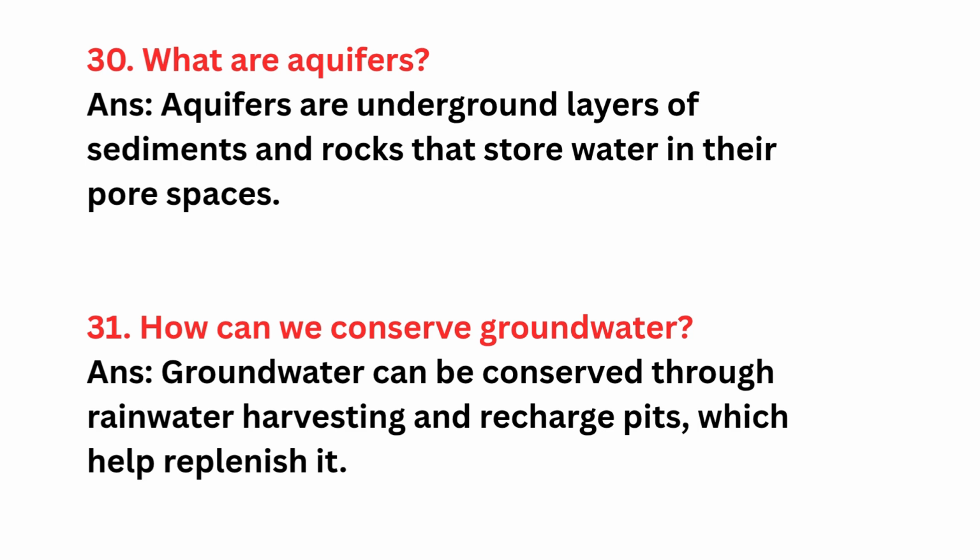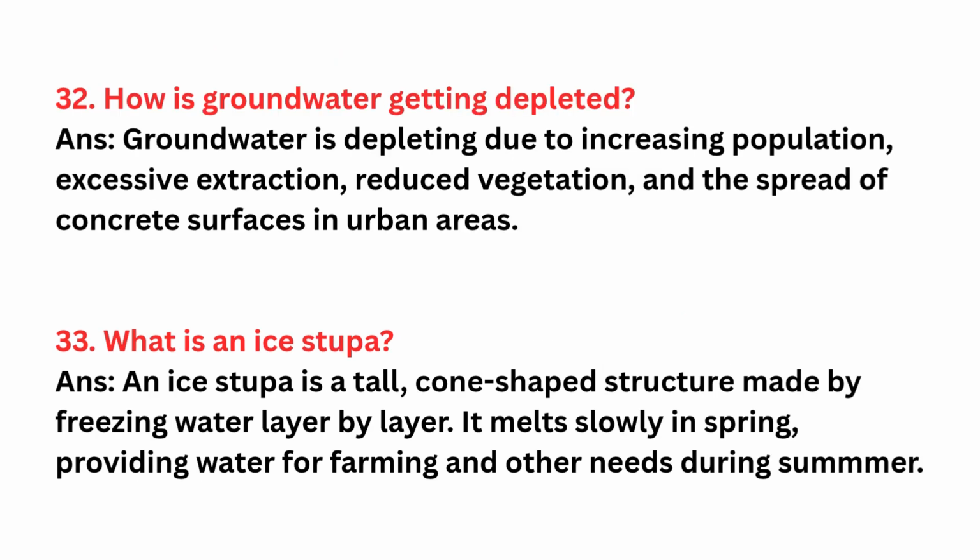Question number 31. How can we conserve groundwater? Answer. Groundwater can be conserved through rainwater harvesting and recharge pits, which help replenish it. Question number 32. How is groundwater getting depleted? Answer. Groundwater is depleting due to increasing population, excessive extraction, reduced vegetation and the spread of concrete surfaces in urban areas. Question number 33. What is an ice stupa?